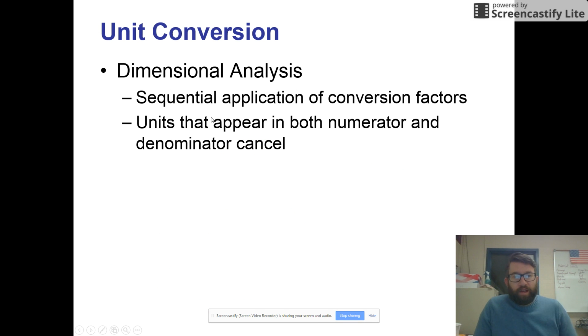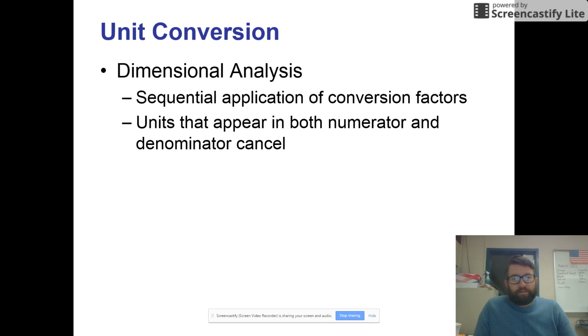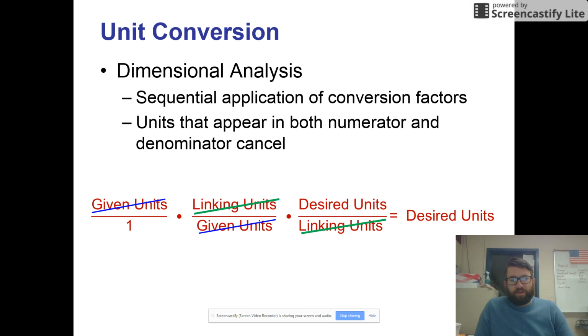So now we're going to look at dimensional analysis. How do we chain these together in order to solve some problems? All right, so given units, linking units, all we're going to do is put these in a line or in a chain, and we're going to use multiplication and division to get to our desired units. So it's just a multi-step process of conversions.